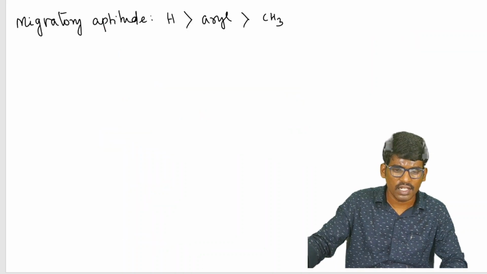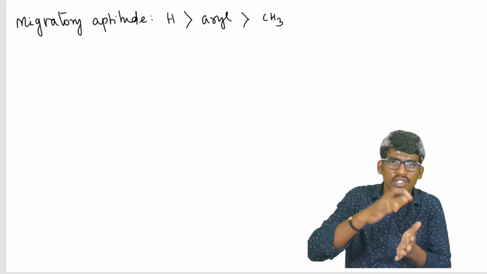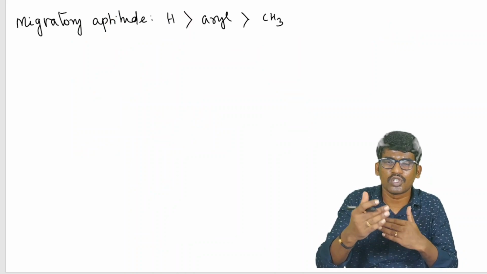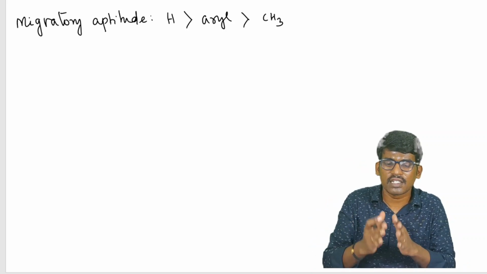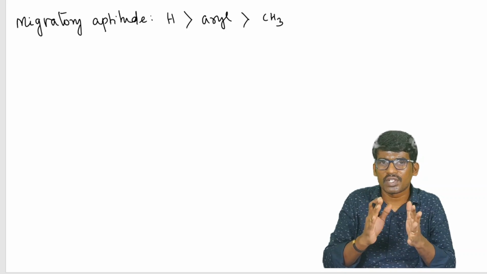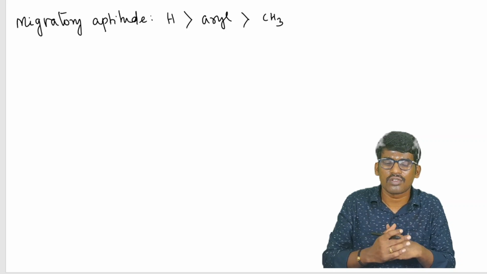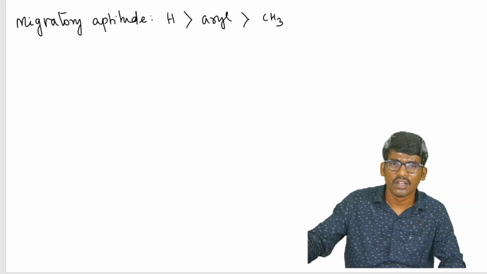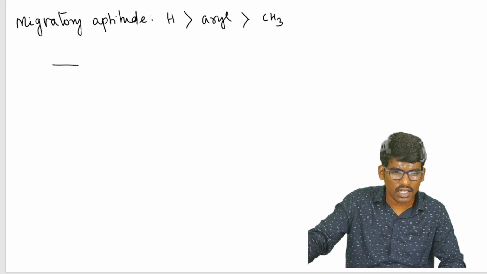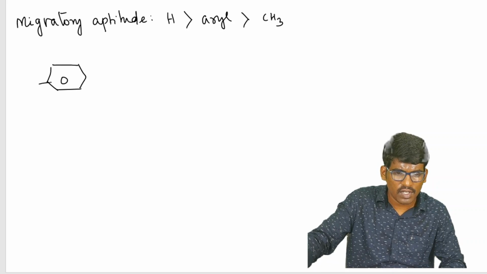That's the reason we can say that whenever there is competition for the migration of a group, which group should be migrated and which should not, or which should be migrated first, the competition can be settled by whichever is the strong electron releasing group, which migrates preferentially over the other one. Suppose it has a substituent called OCH3.